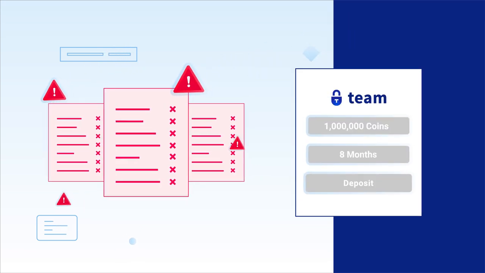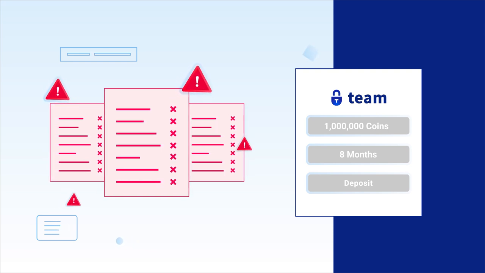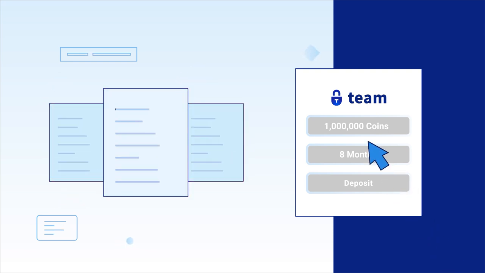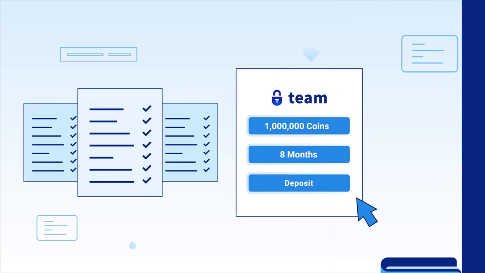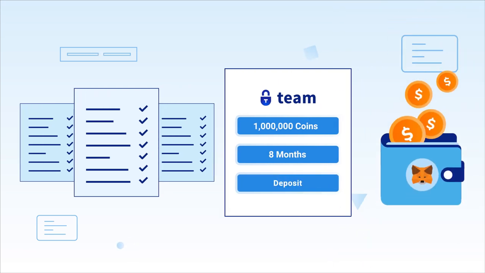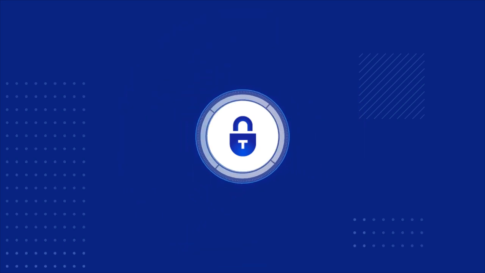Using Team, developers can avoid these costs and risks and can lock their tokens in just a few clicks. Simply choose the amount of tokens to lock, enter the date and time you would like to be able to withdraw the tokens, and lastly, connect a wallet and complete the token deposit. Team will then generate a smart contract and lock the tokens automatically.